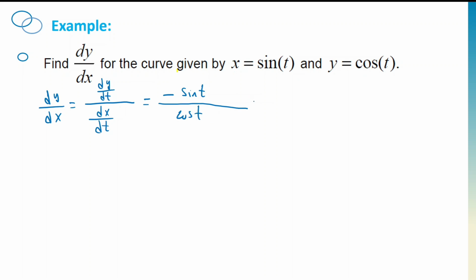I could keep the final answer like this, or I could write it nicer using the tangent. So negative sine over cosine is negative tan t. If I need the final answer to be in terms of x and y, notice it will be equal to, the sine is x, so this is negative x over y. This is in case I need the final answer in terms of x and y. Okay, so this is the first question, how to find the first derivative.